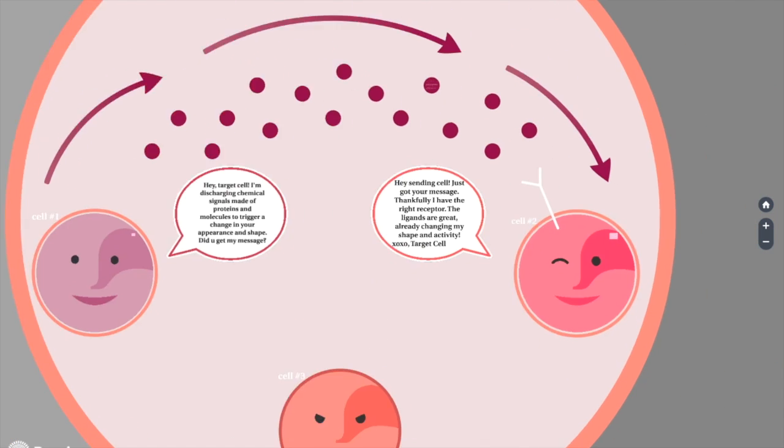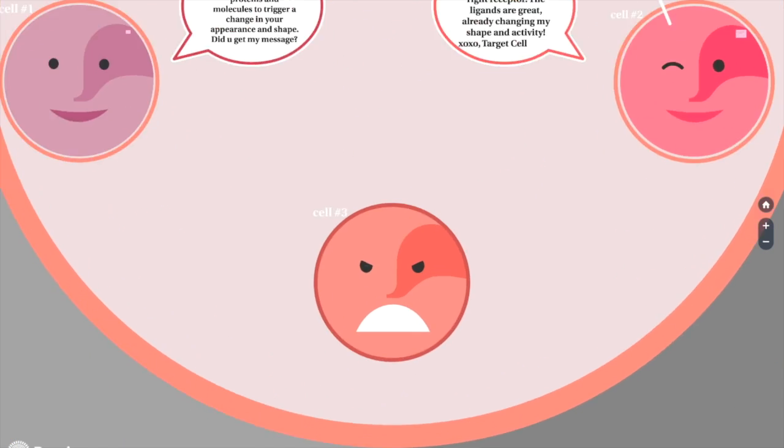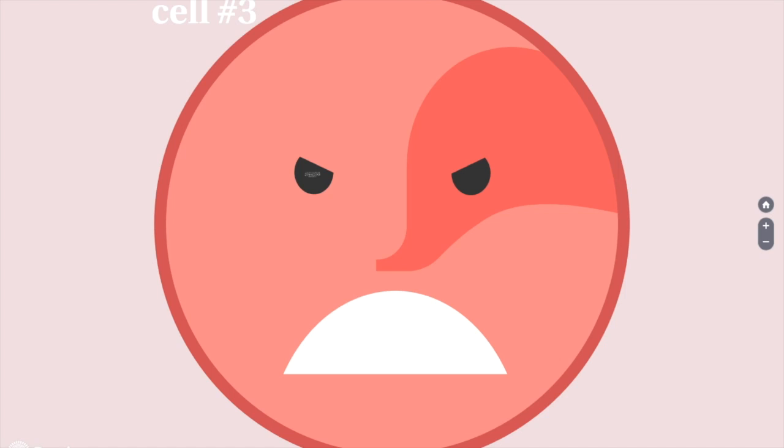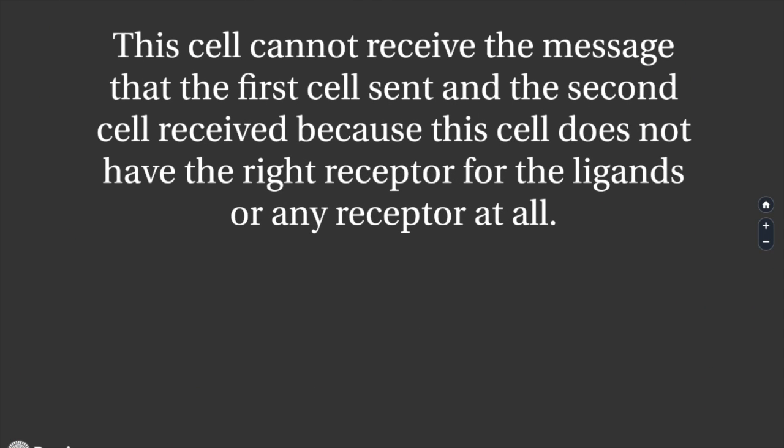Then there's the third cell, or the non-target cell. This cell either doesn't have a receptor or doesn't have the right receptor to receive the message. Therefore, it does not change and is unaffected.